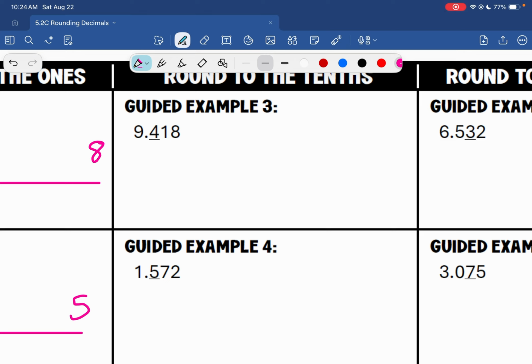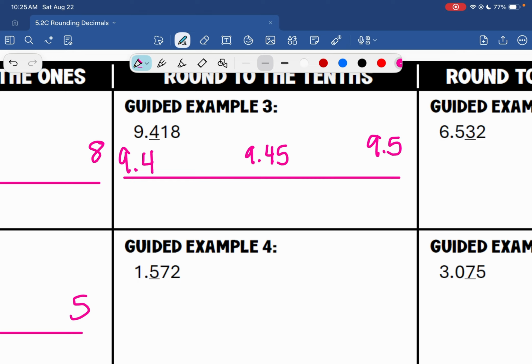We're rounding to the tenths place, like I said, on 3 and 4. We're not going to use whole numbers because we're rounding to the tenths spot. So that means we're using 9 and 4/10 and 9 and 5/10. Our halfway point is 9 and 45/100. Our job is to figure out where our number lands. Is it less than the halfway point or greater than the halfway point? Example 3: 9 and 418 thousandths is less than 9 and 45/100. So that means it's closer to 9 and 4/10.